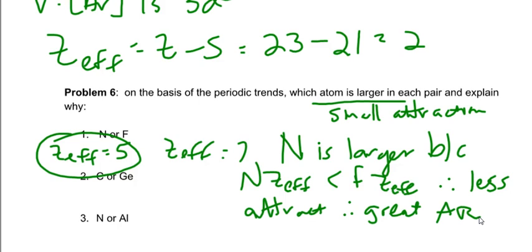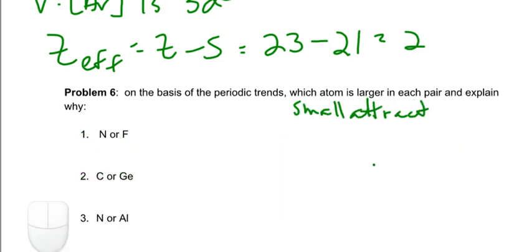Look at number 2. Hang on, let me erase what I've done so I have more room to write. Now, find carbon and find germanium. What do you notice about that? Hey, they're in the same group. I'm going to write that down. Same group. So if they're in the same group, what do you think is going to happen to their effective nuclear charge? They have the same effective nuclear charge, okay?